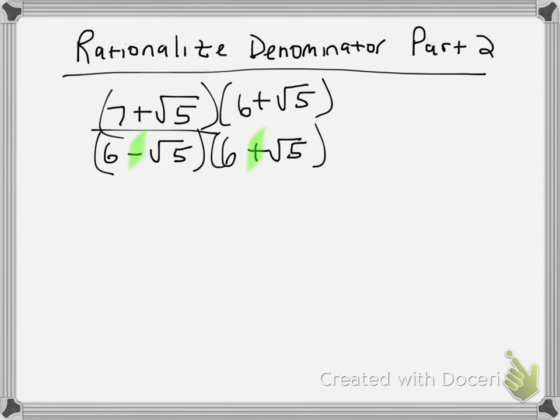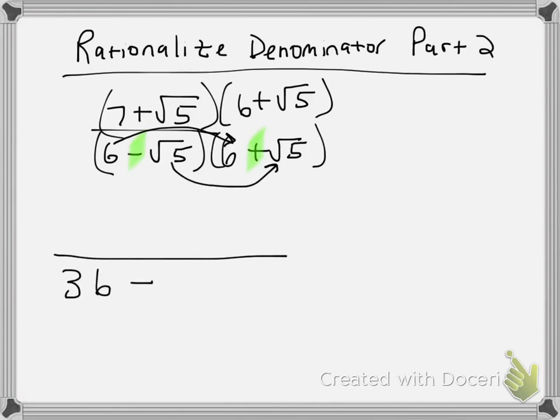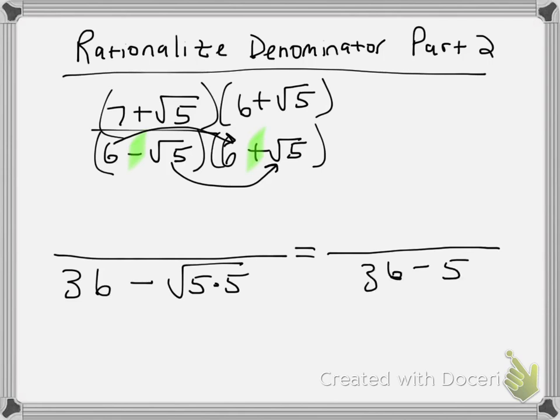Now, if we do this properly, my denominator is actually going to be pretty easy to get. I'm going to multiply my firsts and my lasts. So 6 times 6 is 36. A positive and a negative is a negative, and this becomes square root of 5 times 5. So I already know that my denominator is going to be 36 minus 5. That's pretty quick. Now my numerator is going to be a little bit more work.